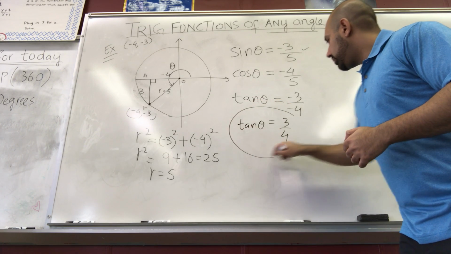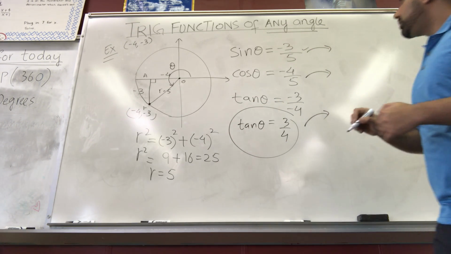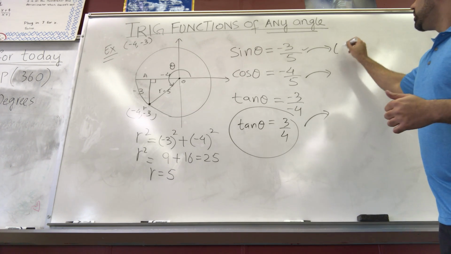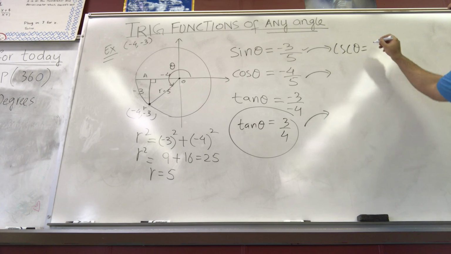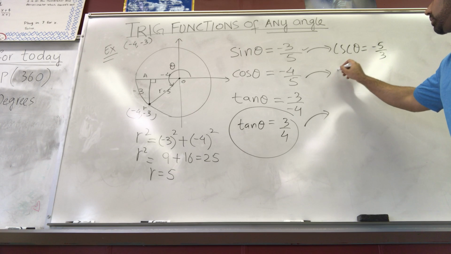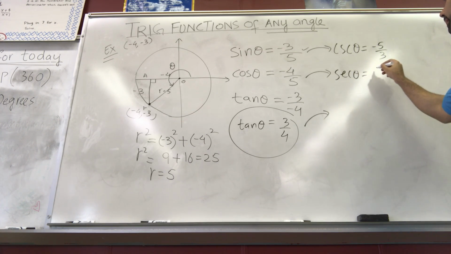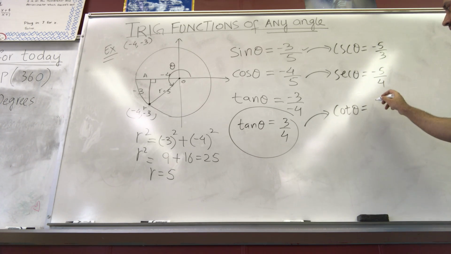So we have the tangent, and we have the other two. Based on this, can we find the reciprocals of the sine, cosine, and tangent? What is the cosecant? -5/3, just the reciprocal of the sine. And what about the secant? -5/4. And then you have the cotangent, which is 4/3.